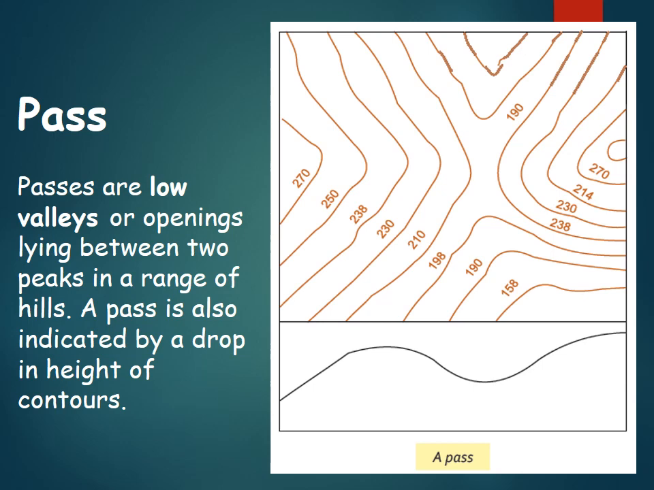Pass, that is nothing but the gap between two peaks of the mountains. Mountain passes are low valleys or openings lying between two peaks. Here in the slide you can see, and they are in a range of the hills. A mountain pass is also indicated by a drop in height of contours. So I hope you have understood about the mountain pass on the topo sheet.